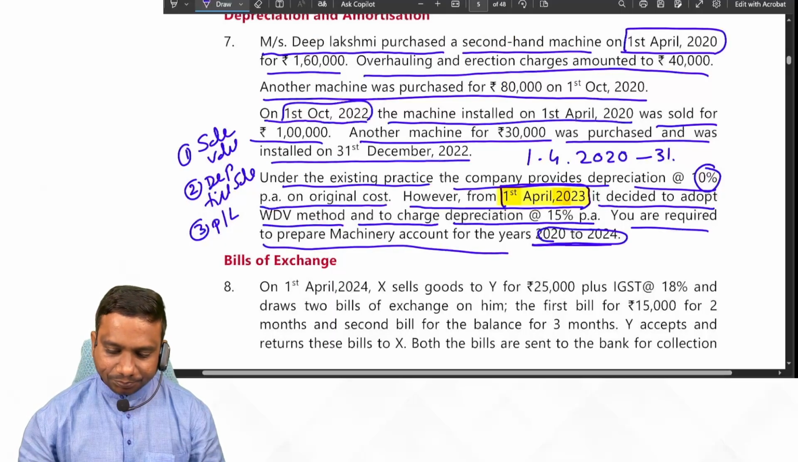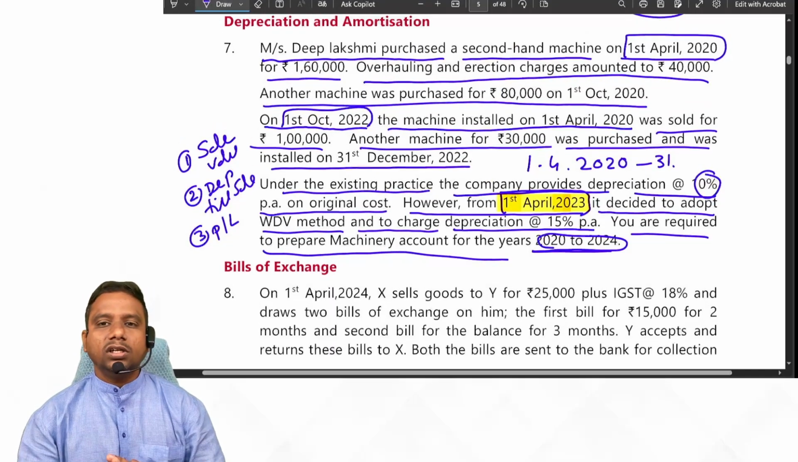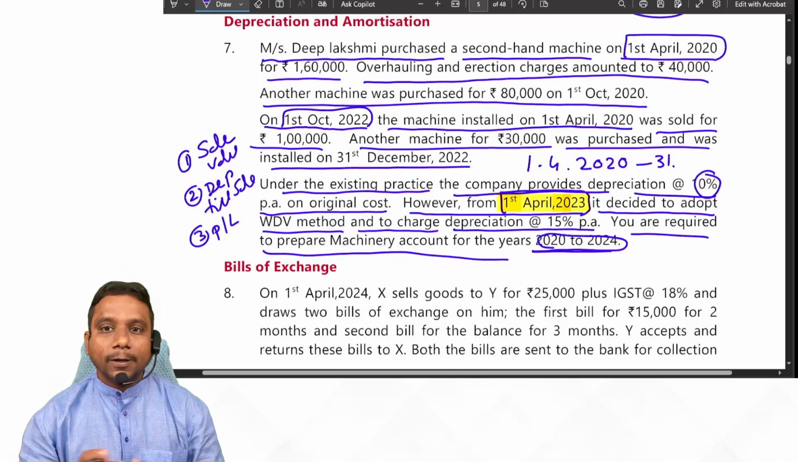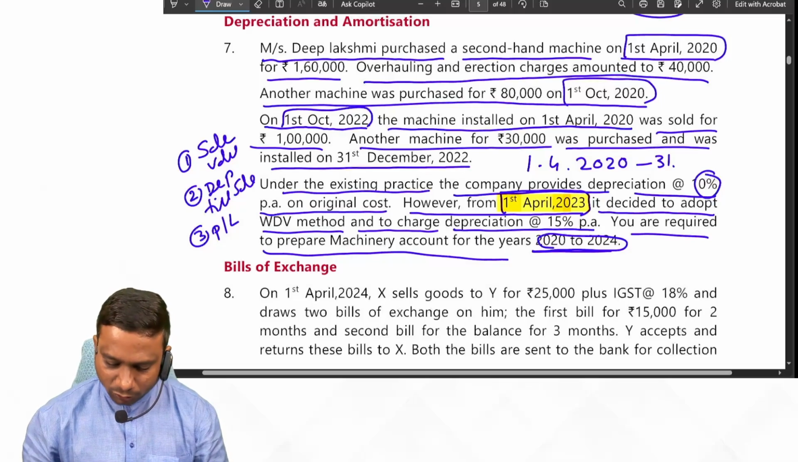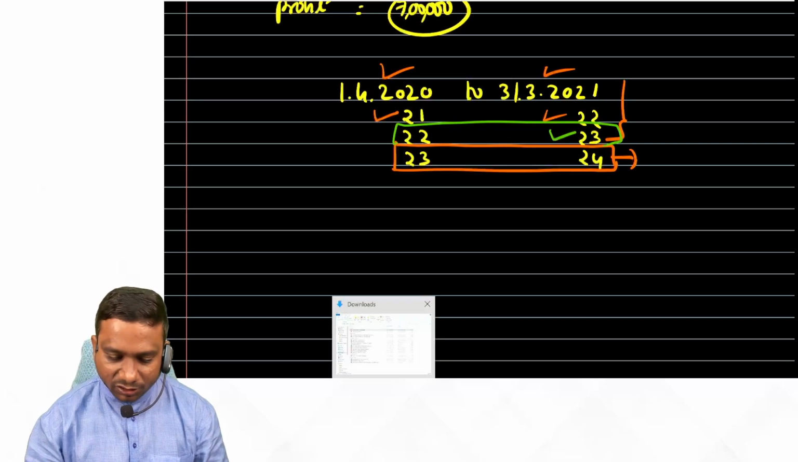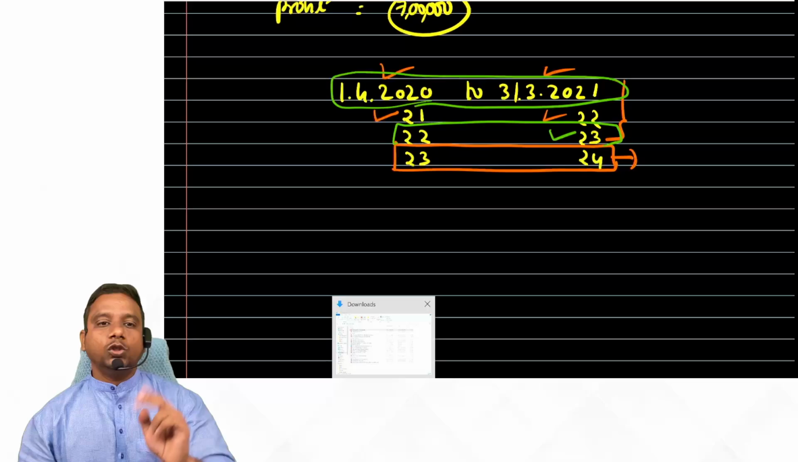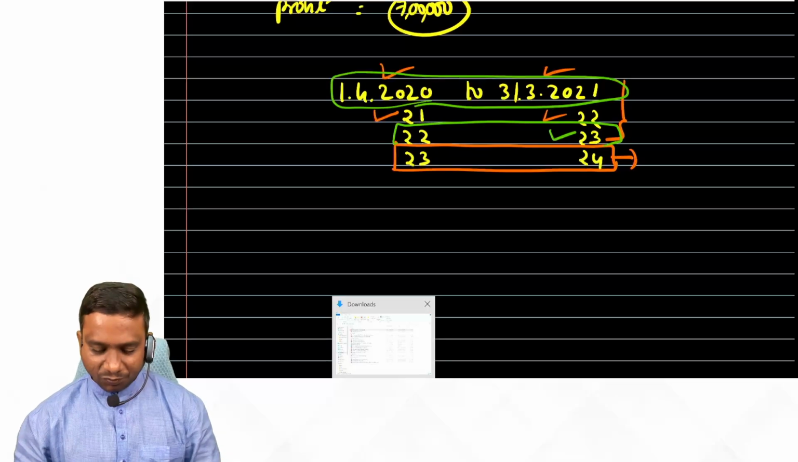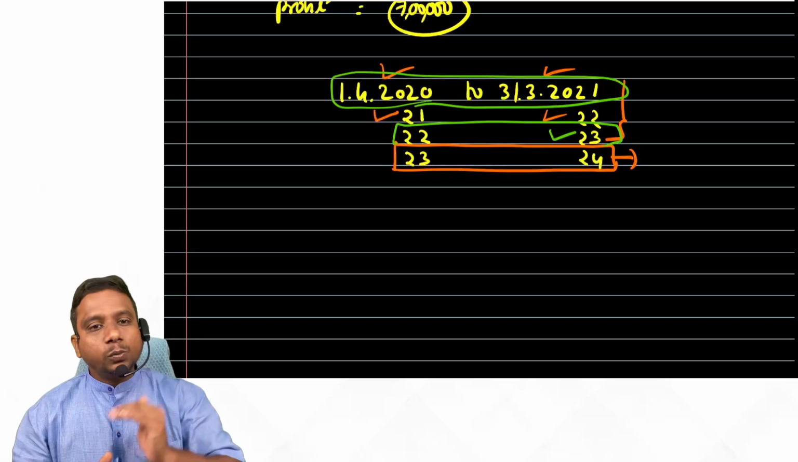Now look at this. Here, in total how many machines do you have? If you observe, we have three machines. I forgot to discuss this: on 1st October 2020, we purchased another machine. 1st October 2020 means in the same financial year. In the first financial year itself, we purchased two assets. Sorry, I forgot this. So in total we have machine 1, machine 2, machine 3.